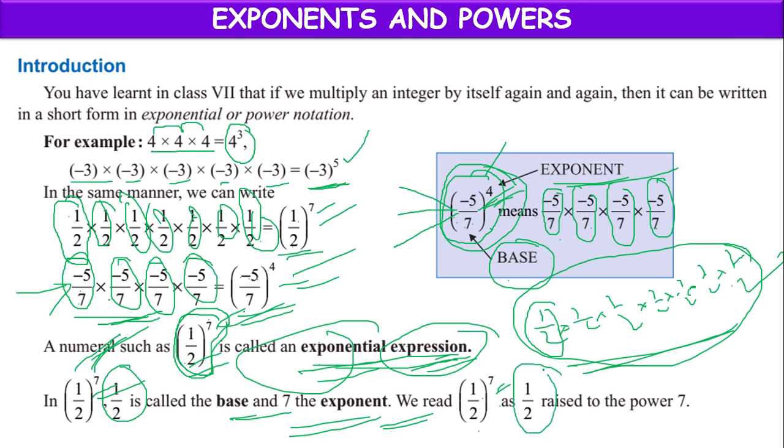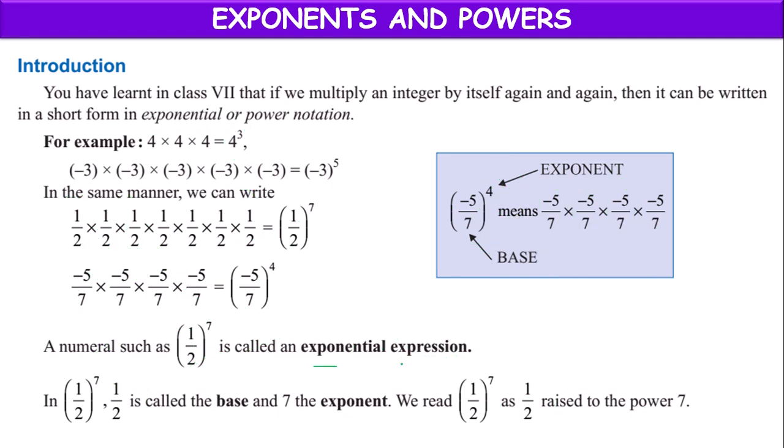So we read it as 1 by 2 whole power 7, or 1 by 2 raised to the power of 7. Like that we will read an exponential expression. 1 by 2 whole power 7 can be read as 1 by 2 raised to the power of 7.